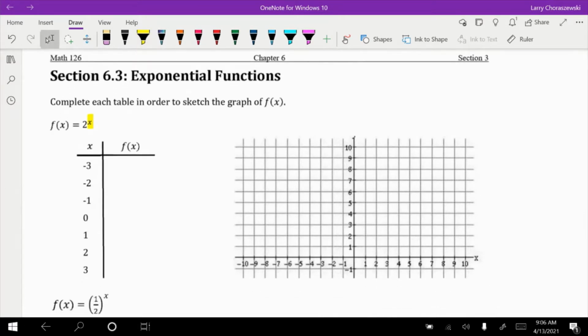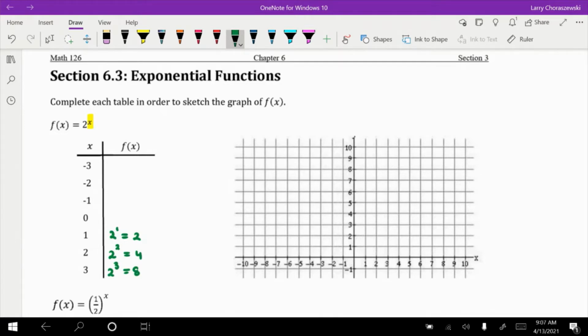So I do have a table of values already prepped for us a little bit. The x values are going from -3 to +3. And I'm going to start with the x value of 1, just to prime us for this. When x is 1, the 1 is going to become a power on 2, and that gives us 2. Next, x equals 2, in which case we would make 2 a power on 2, which would give us 4. And then for x equals 3, we'd have 2 cubed, which gives us 8.